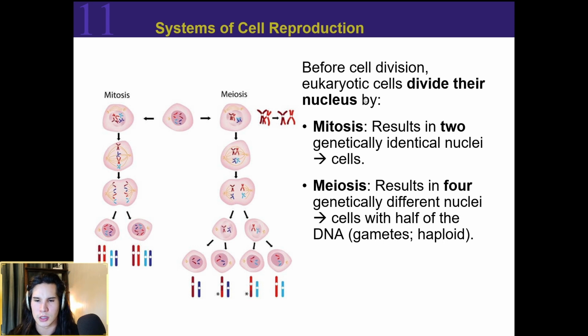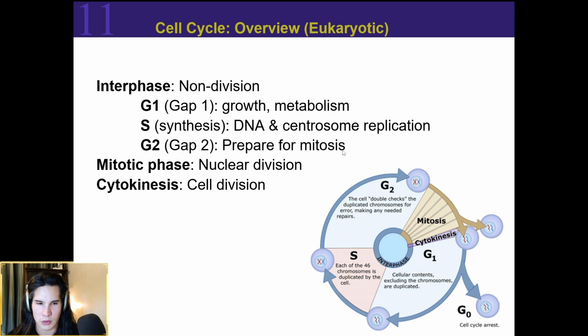So again, this is eukaryotes, and because eukaryotes are a little bit larger, a little bit more complex, and importantly have nuclei, they're going to have these two processes, mitosis or meiosis, depending on what you're trying to divide. So mitosis and meiosis only refer to the division of the nucleus, as a fun fact.